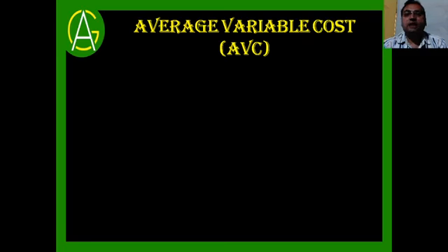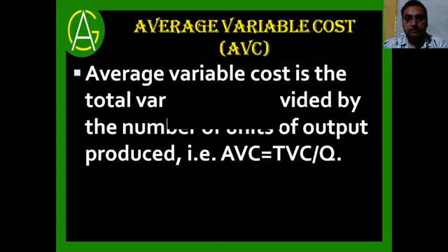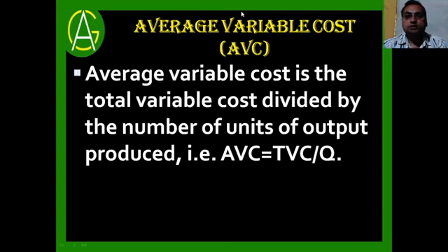Next one is average variable cost. Now what do we mean by average variable cost? Again, it is very much simple. Total variable cost divided by the number of units. So average variable cost is the total variable cost divided by the number of units. By the formula we can present it like this: total variable cost divided by quantity, or you can mention number of units. So we will get average variable cost.